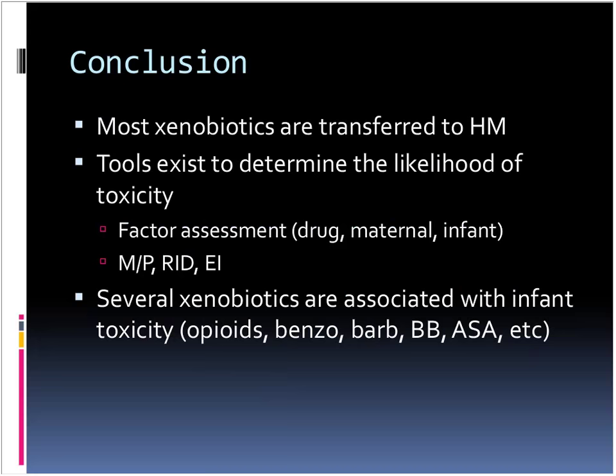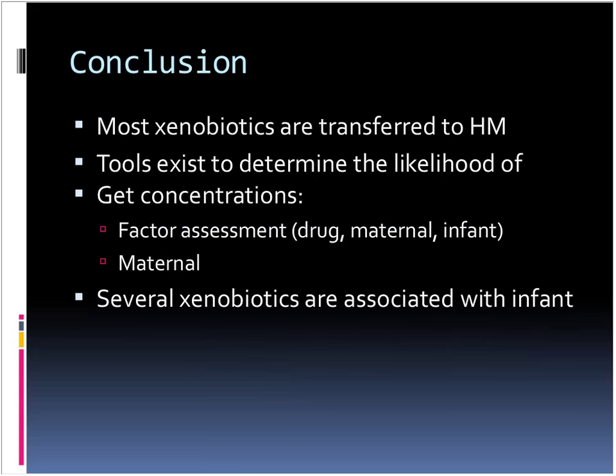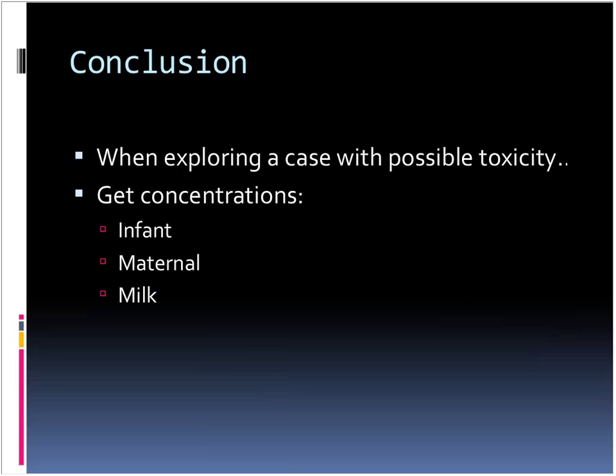Opioids, benzos and barbs, beta blockers, and aspirin, and there are a few others as well. So don't forget, when exploring a case of possible toxicity, if you can get concentrations of the infant, the mother, and the milk, that should be able to answer your question as to how this child developed toxicity, or whether the toxicity was related to the xenobiotic in breast milk.